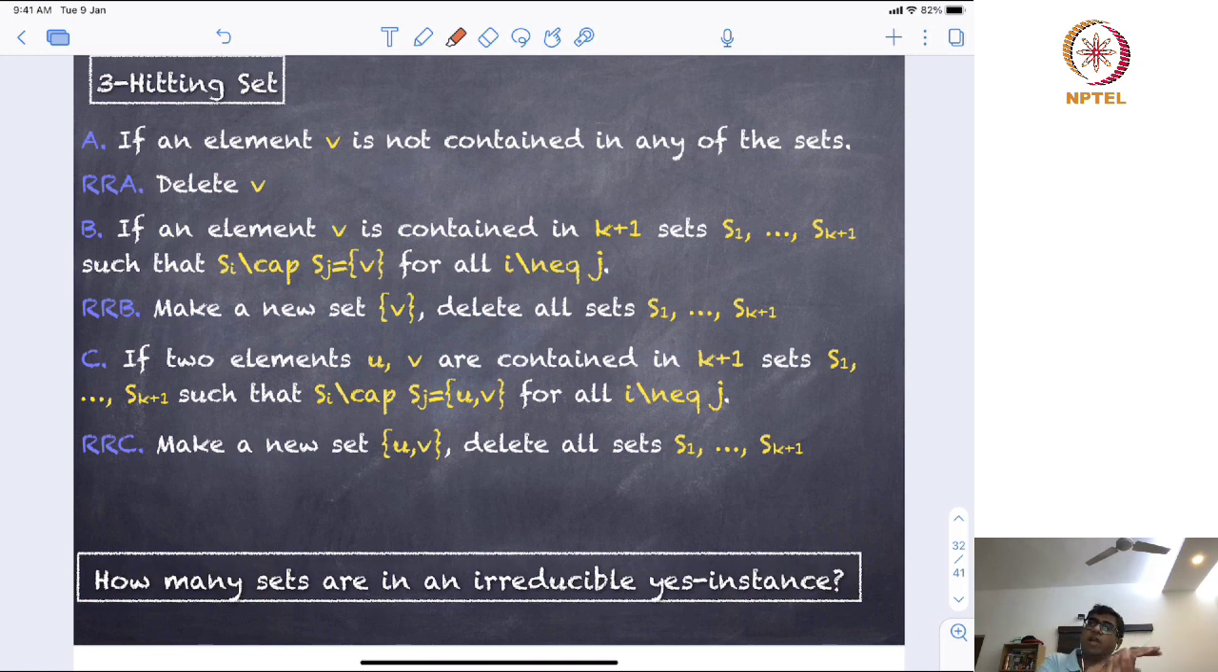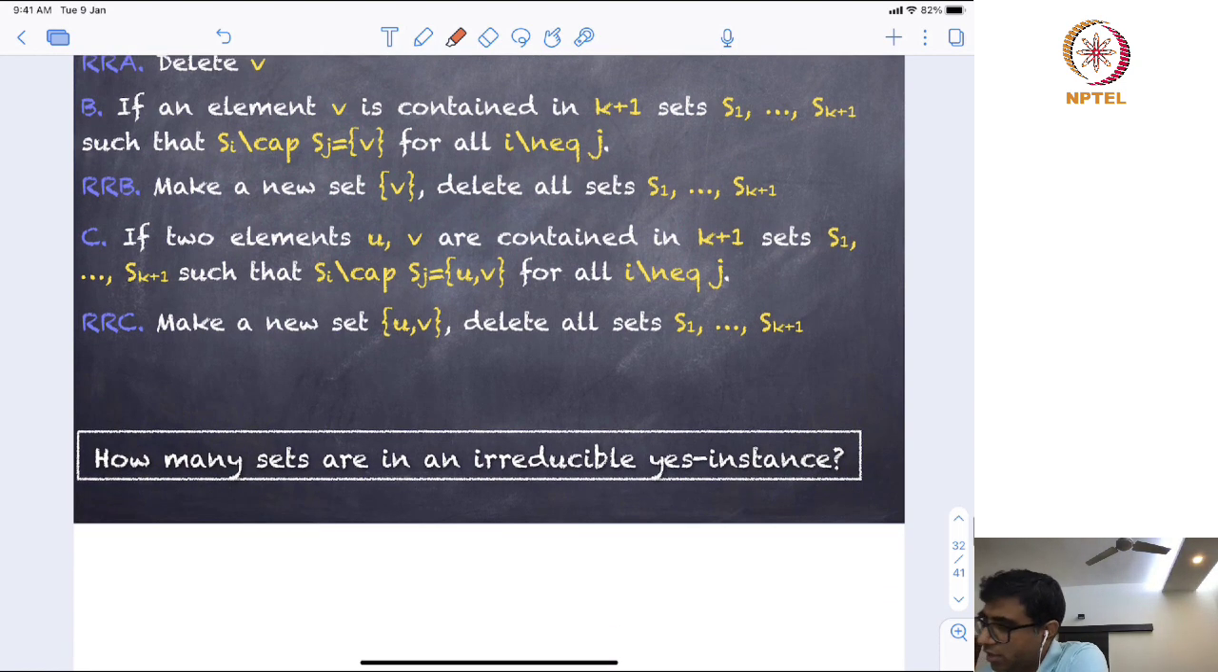Why? Because look at the forward direction. You know that v goes into the solution, then v and every other one, okay, I will formally prove it in a minute, or you can prove it yourself, will contain this. And in the backward direction, because you have kept the single element set {v}, the reduced instance must pick v. The moment you pick v, S1 to Sk+1 will be hit in the original instance. Okay.